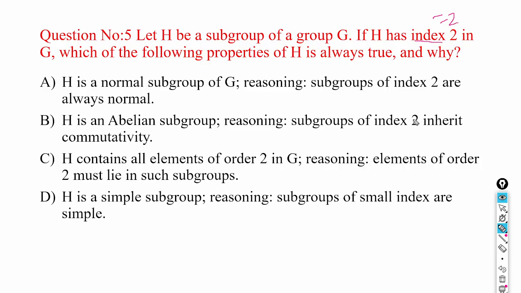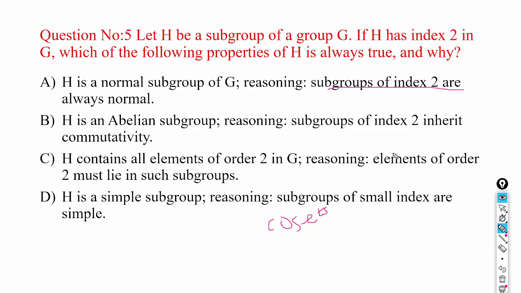There is one important theorem: every subgroup of index 2 is normal. So index 2 means there are only two cosets for this subgroup. Based on the theorem, a subgroup of index 2 is always normal.